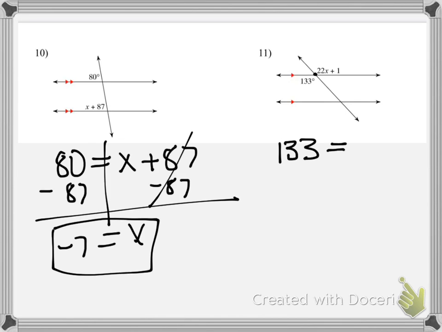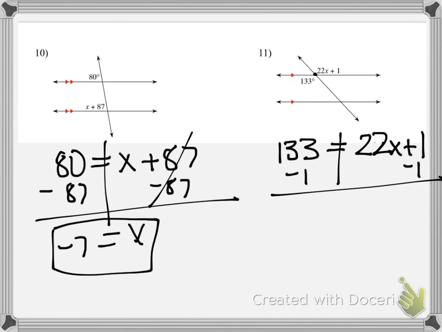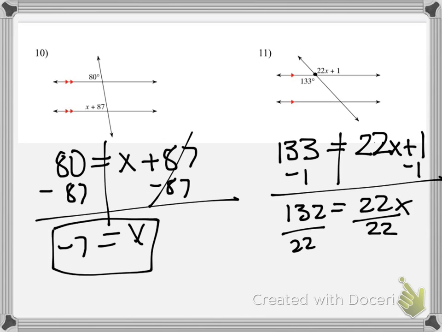So we have 133 is equal to 22x plus 1. We want to get x by itself, so we're going to subtract 1 from both sides. We're left with 132 is equal to 22x. If we want to get x by itself, we would divide by 22. I'm going to grab a calculator really quick because I can't do that one in my head. So we have 132 divided by 22, and that leaves us with x is equal to 6.